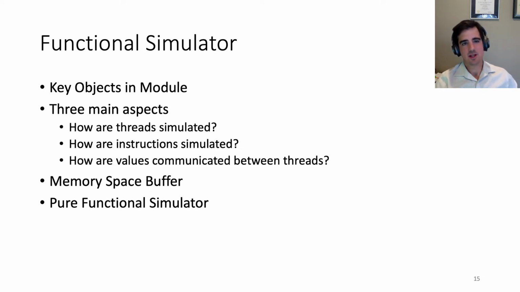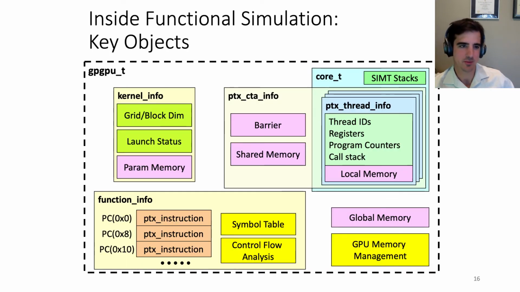So what we're going to talk about here is the functional side. So from the software perspective, what are all of the key objects inside this functional simulator? How do we simulate threads? How do we simulate instructions? And then how do we communicate values between threads? We'll talk a little bit about how the memory space is implemented, and I'll show you a little bit about the pure functional mode of the simulator.